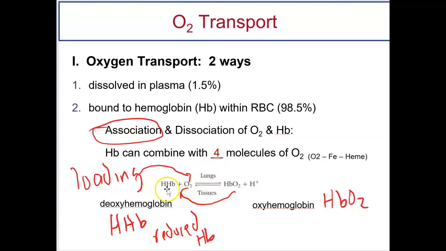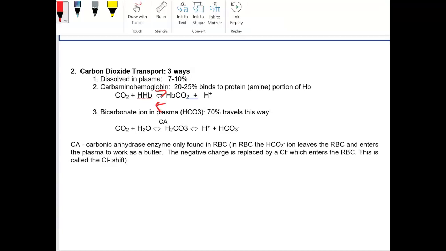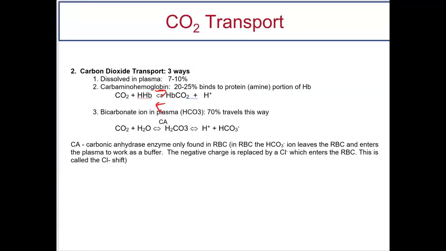Here we had reduced hemoglobin and O2 forms oxyhemoglobin and hydrogen. Well, reduced hemoglobin picks up the CO2 to form carbaminohemoglobin and oxygen. Same thing, right? It goes both ways. So we can have CO2 loading or unloading.